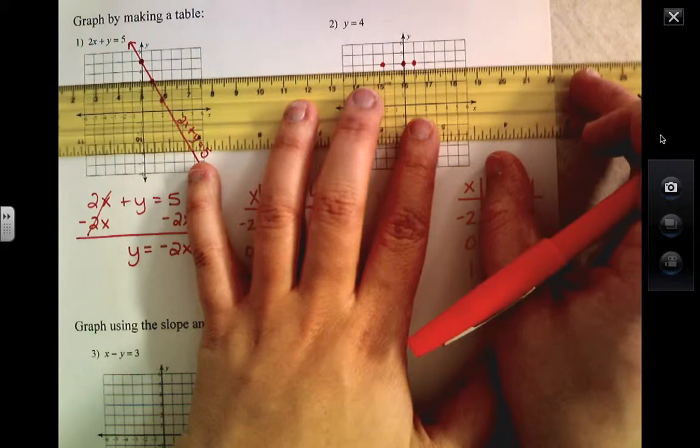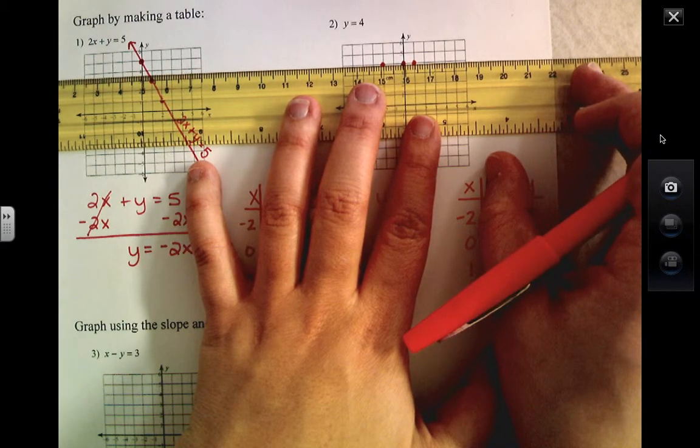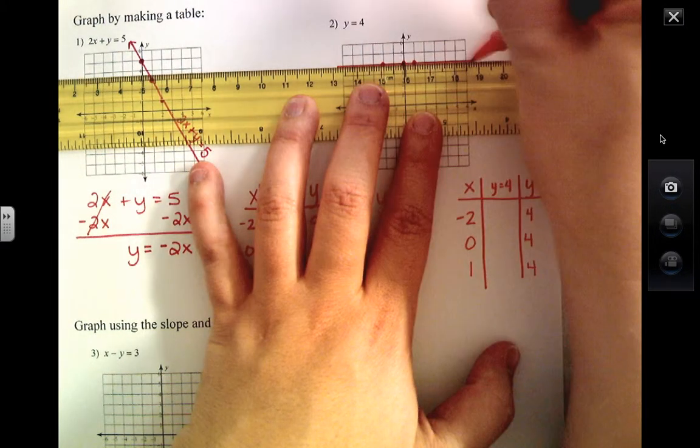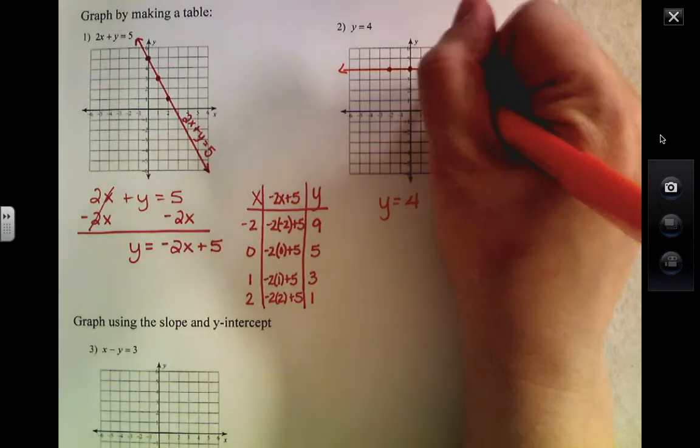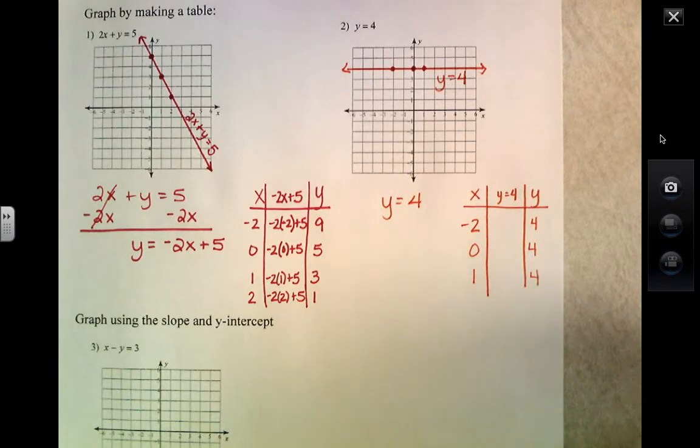If the x is missing from the equation, then the slope is 0, which is that flat line that we talked about on that first flashcard. Okay, so there's your line. Label it y equals 4, and there you go. So if the x is missing, the slope is 0, and you have a horizontal line.